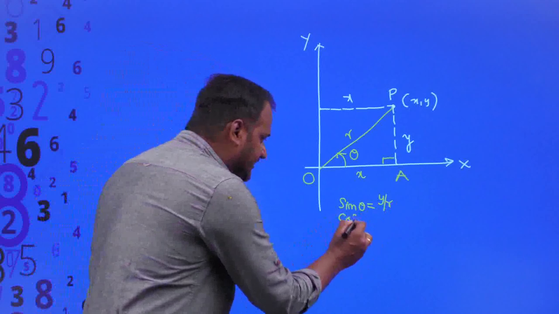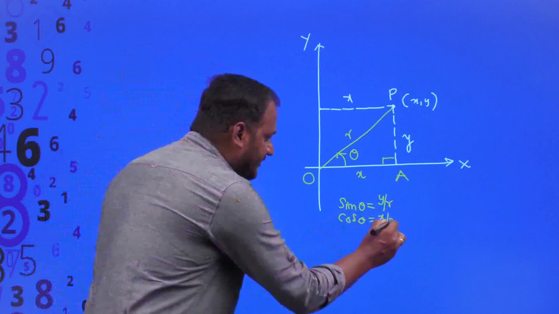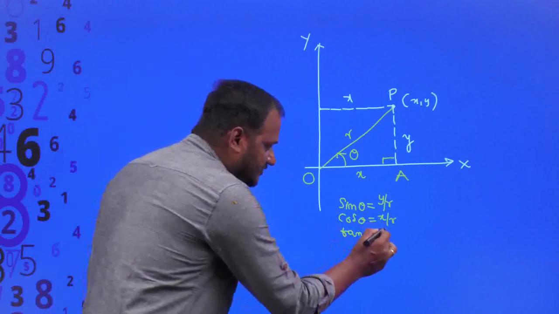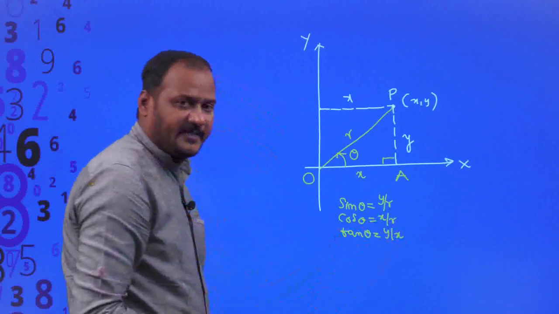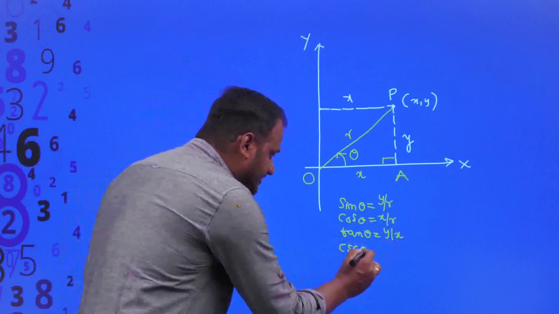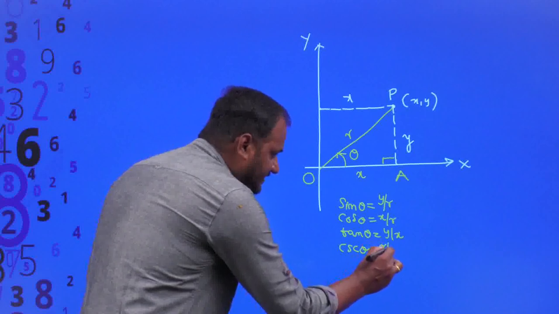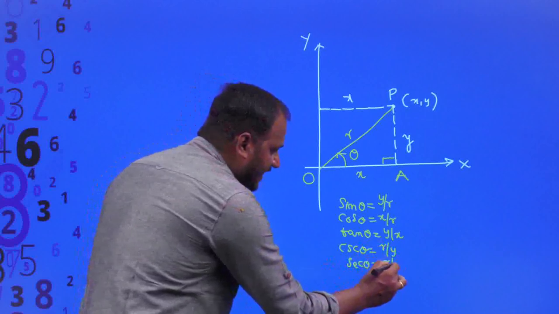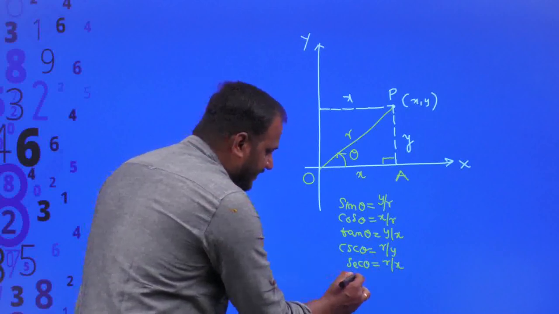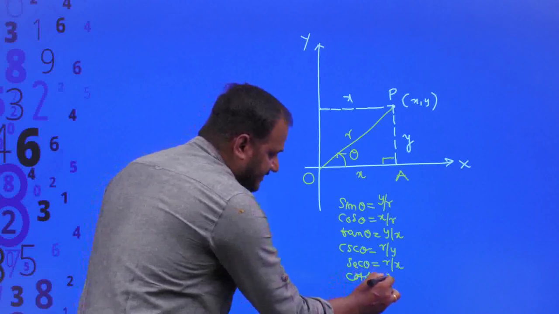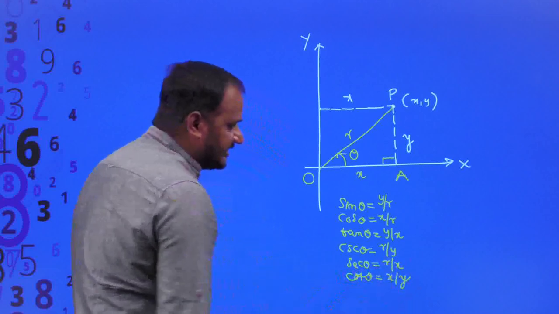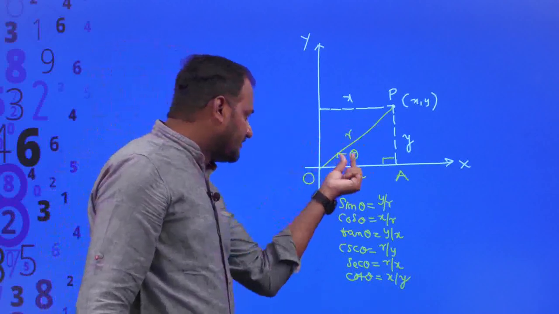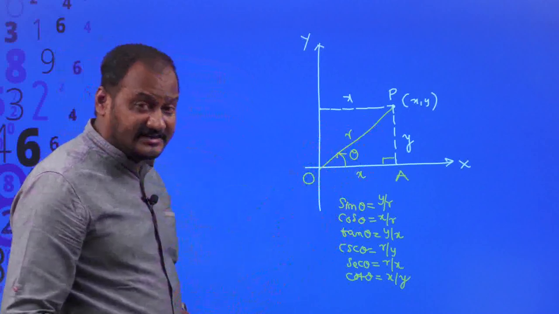And cos theta is equal to side adjacent to theta by hypotenuse. Tan theta is equal to side opposite to theta divided by side adjacent to theta. Cosecant theta is equal to hypotenuse divided by side opposite to theta, secant theta is equal to hypotenuse by side adjacent to theta, and finally cot theta is equal to side adjacent to theta divided by side opposite to theta. These are basically the six trigonometric ratios according to this particular right angle triangle with respect to that acute angle theta. Now the task begins.